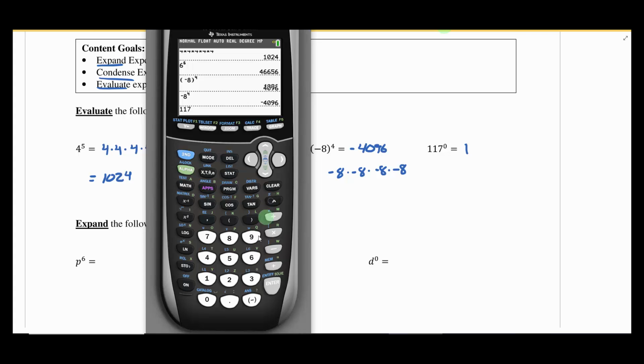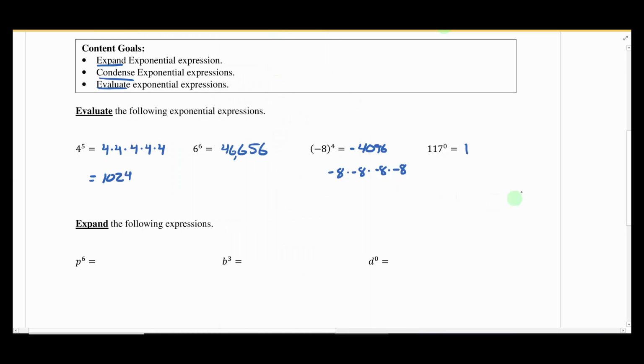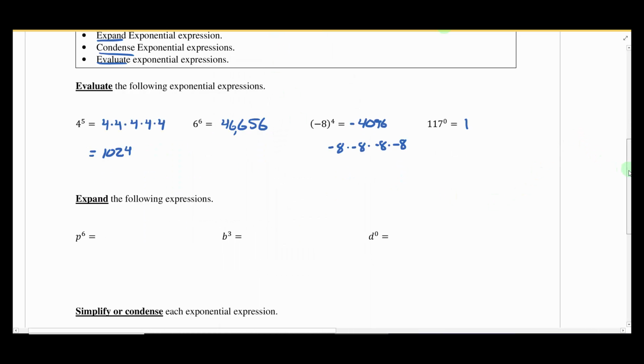117 raised to the 0 power, and you'll see you get 1. All right? So that's evaluating. All right, now expanding is a little bit different.